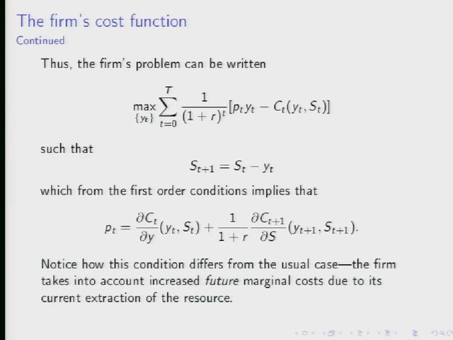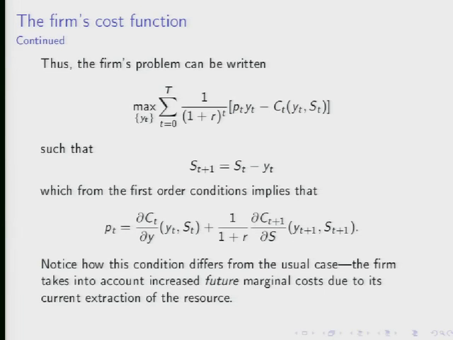So the fact that prices are going to go up in future periods isn't going to affect your decision to extract here. This is minus dC_t/dS times this other factor, which is 1 over 1 plus r, that we need to take into account. The total marginal cost the firm considers when deciding how much to extract today depends on the current impact on marginal costs and the future impact on marginal costs, but it discounts the future increasing cost by the interest rate.